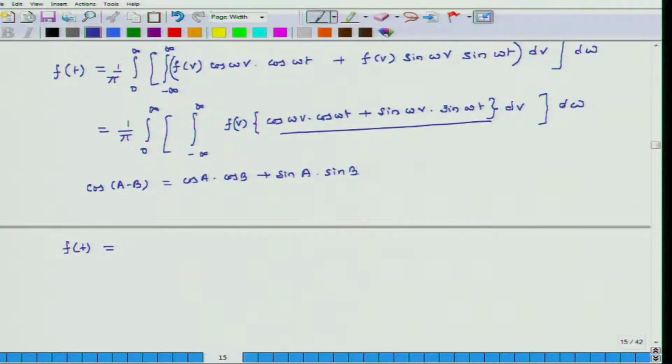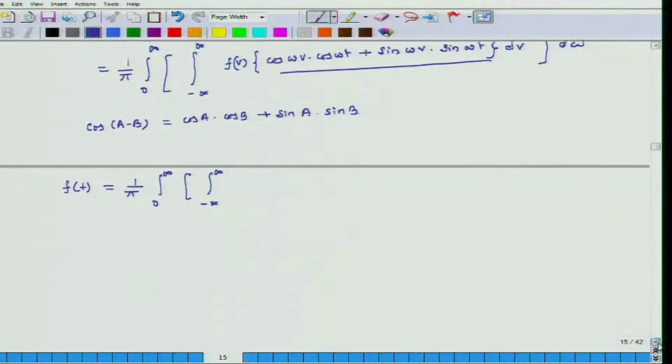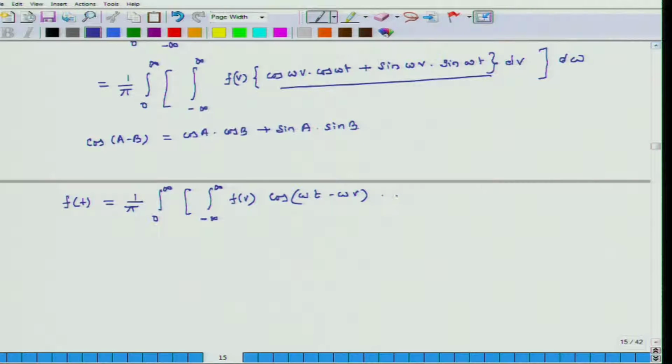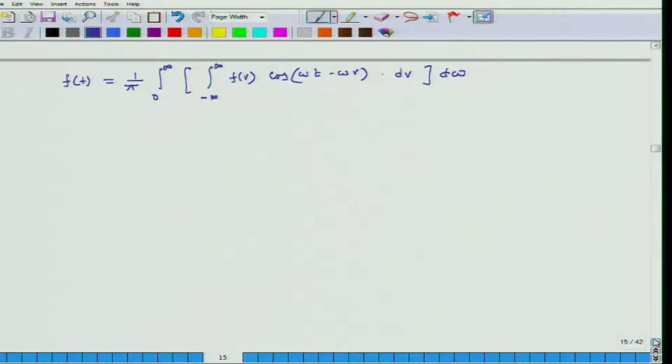f of t equals 1 over pi integrated from 0 to infinity, minus infinity to infinity, f of v, and then cosine of omega t minus omega v, and this has to be integrated first with respect to dv and then with respect to d omega. Now we look at this expression and we make some observations.